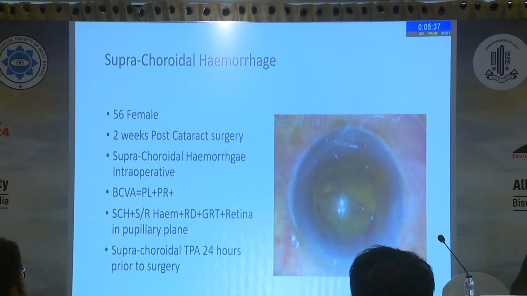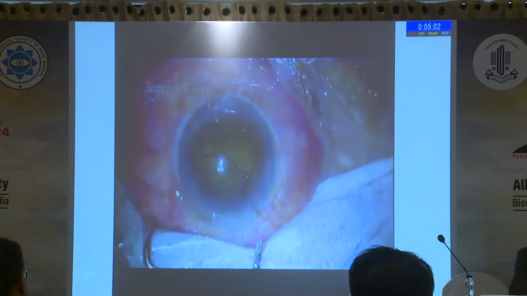Then for suprachoroidal hemorrhages, this was a 56-year-old female, 2 weeks post-cataract surgery. A suprachoroidal hemorrhage had occurred intraoperatively. The best corrected vision was PL, PR accurate. The patient also had a retinal detachment with a giant retinal tear, and the retina was lying in the pupillary plane. So we can't delay the surgery for more than this period, 2 weeks, although 2 weeks is also good enough for the clotted blood to liquefy. But as a precaution, I chose to give a suprachoroidal tPA 24 hours prior to surgery, and then took the patient up for surgery.